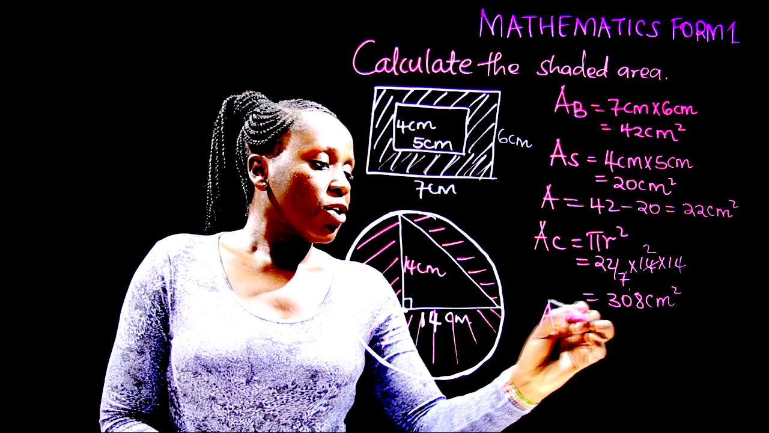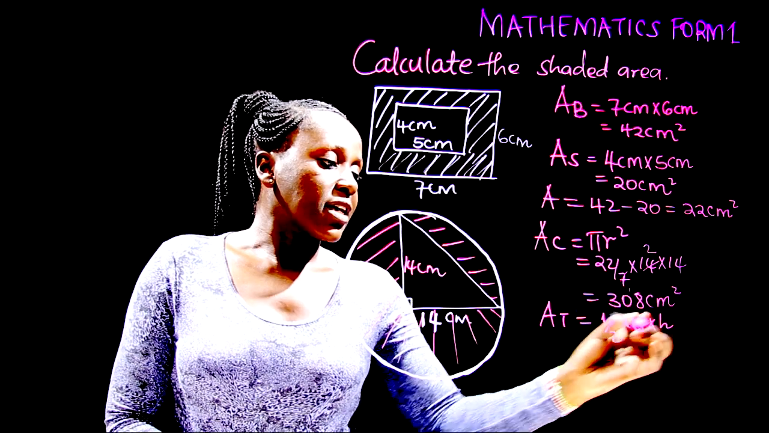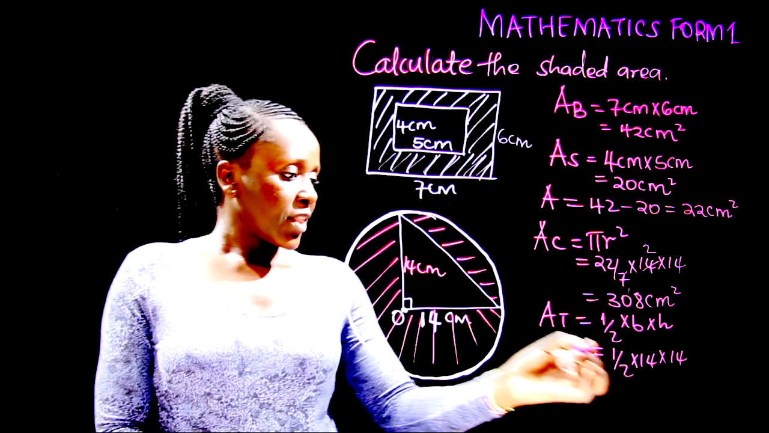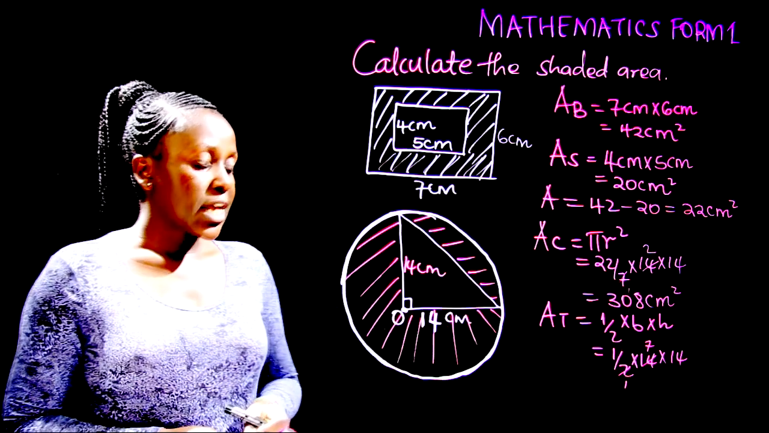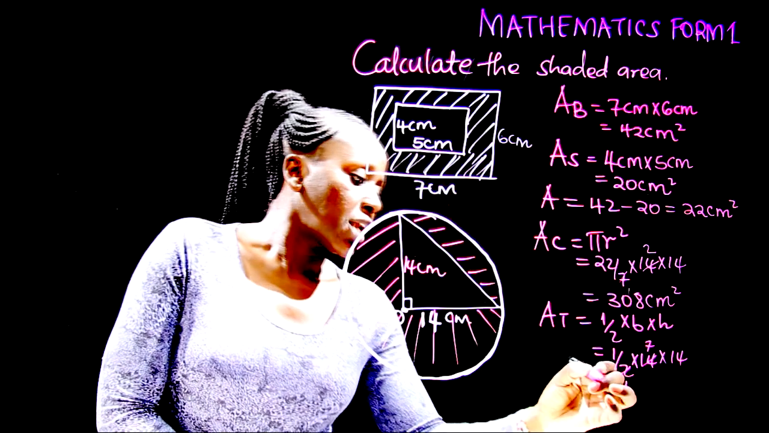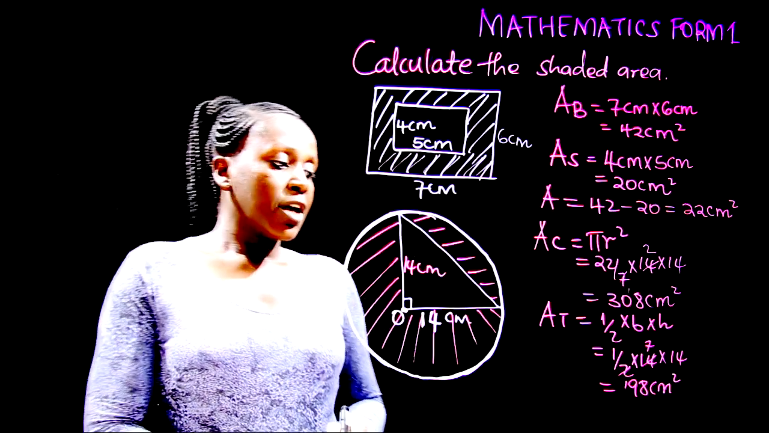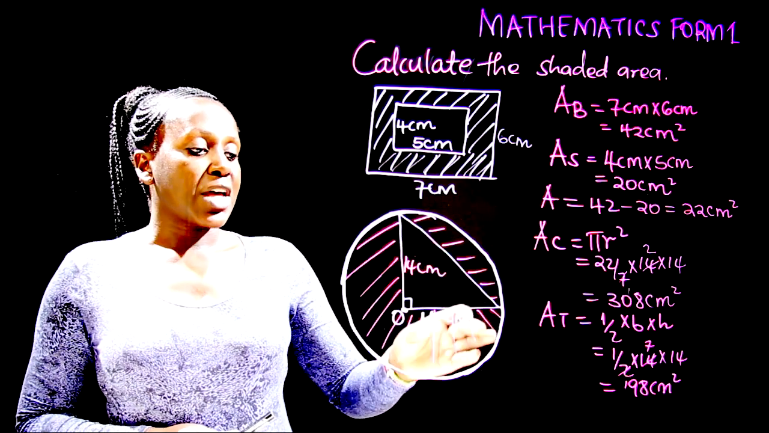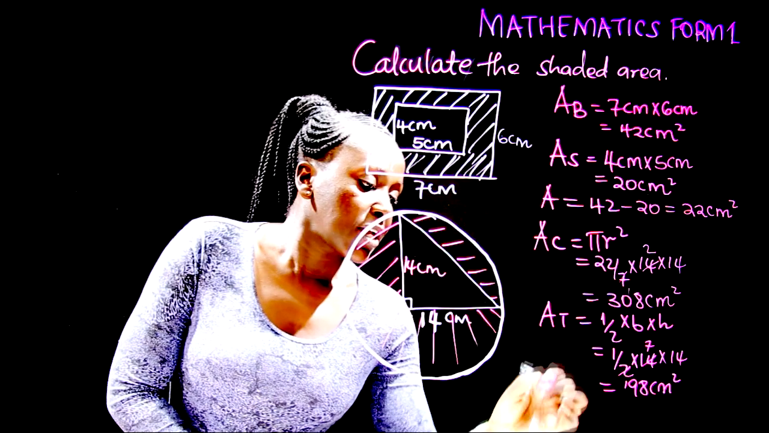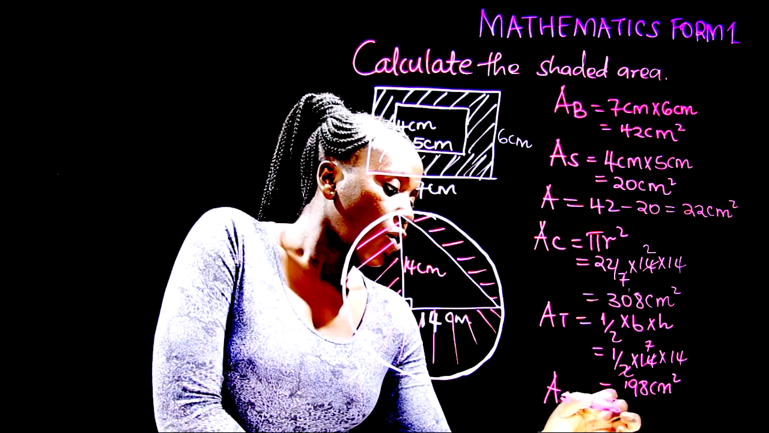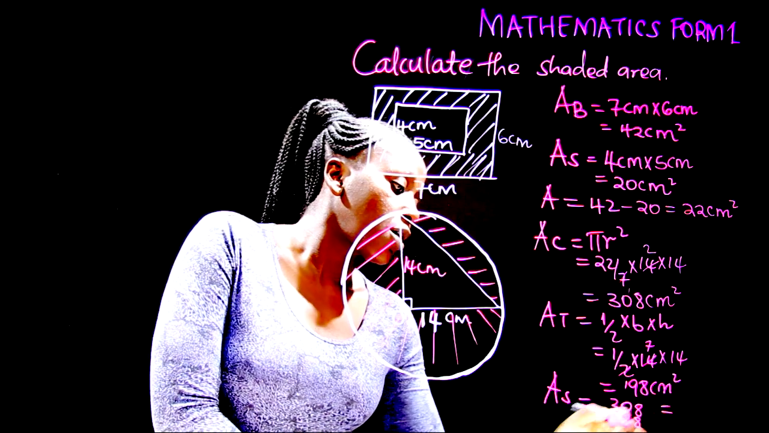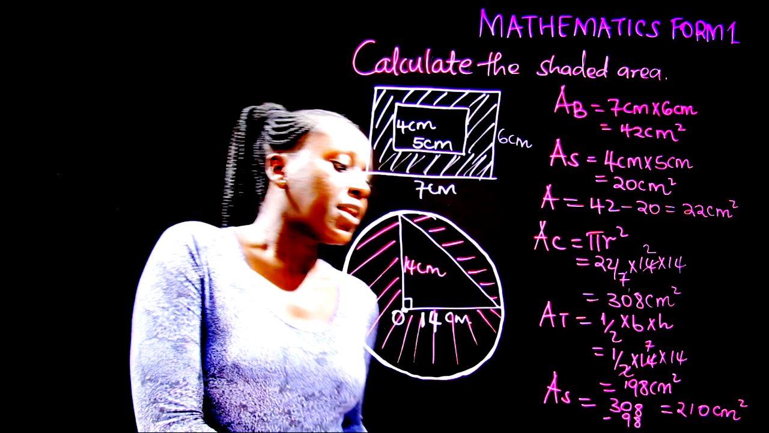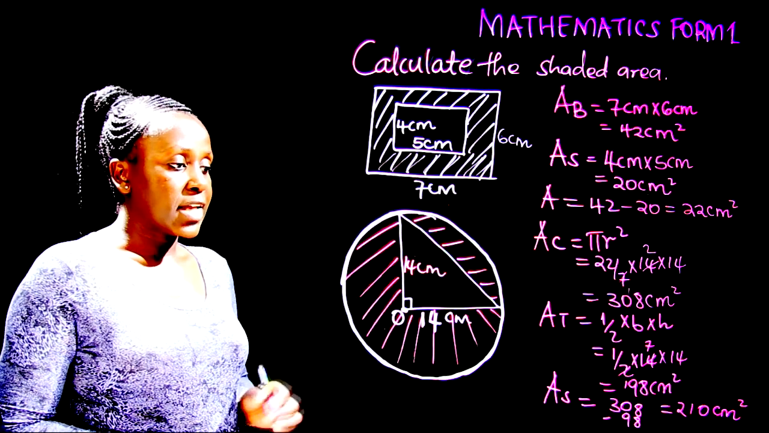So next, we are going to determine the area of the triangle. So area of the triangle will be equal to a half times base times height. So this is a half times 14 times 14. So 2 1 by 2 7. So now we have 14 multiplied by 7, which is equal to 98 centimeters squared. So remember we have said, if we take the area of the whole circle, we subtract the area of the triangle, then you'll be left with the area of the shaded region. So area of the shaded region will be equal to 308 minus 98. So this will be equal to 210 centimeters squared. So the area of the shaded region is equal to 210 centimeters squared.